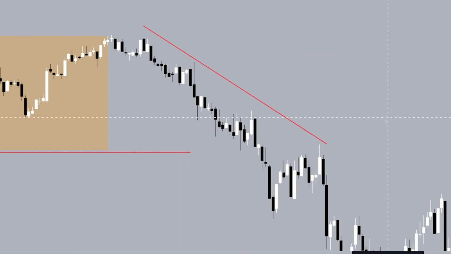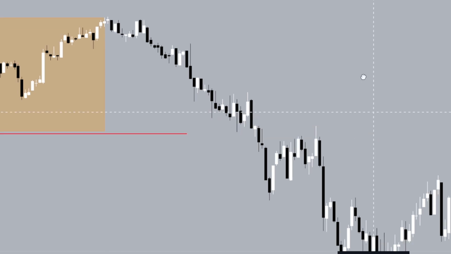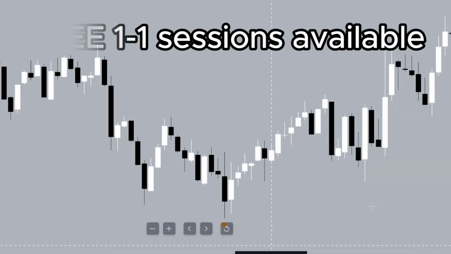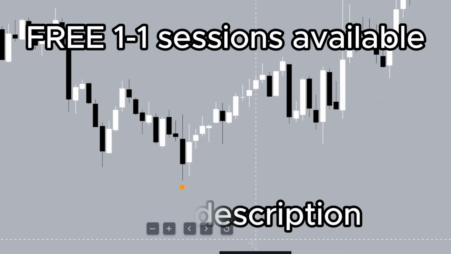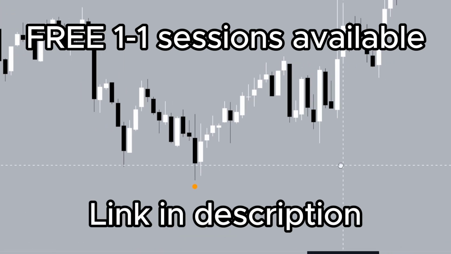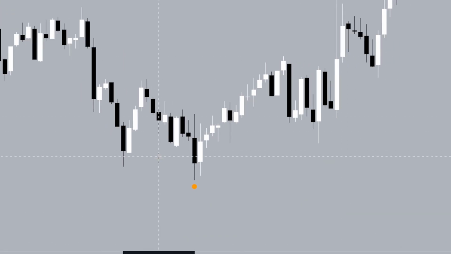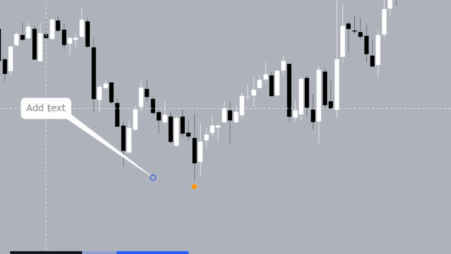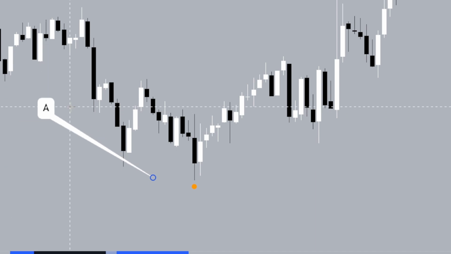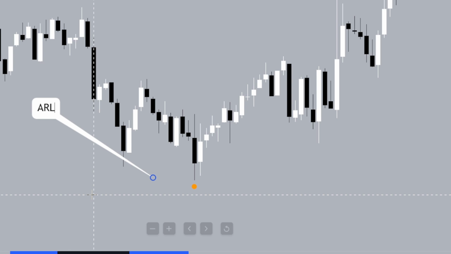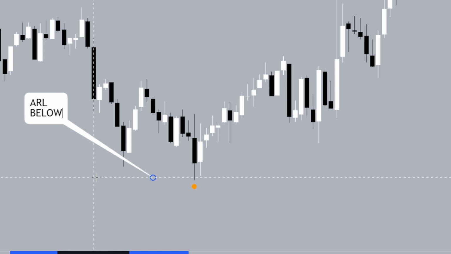So understand that. So now we're going to do something which I call a Judas swing identification, right? Understanding where the low of the day is going to form. And the low of the day typically forms below the Asian range, right? So now we are below the Asian range low, or the ARL, the Asian range low. We are below this range. And so what do I mean by that, right?